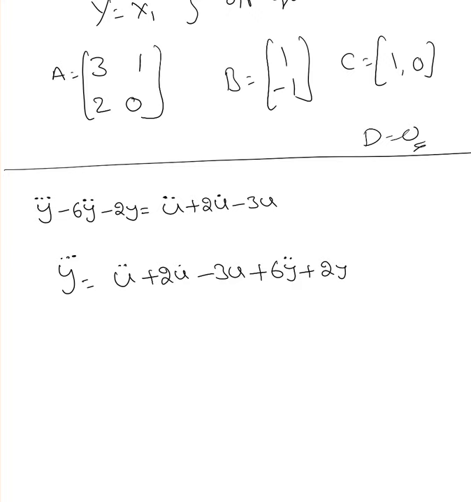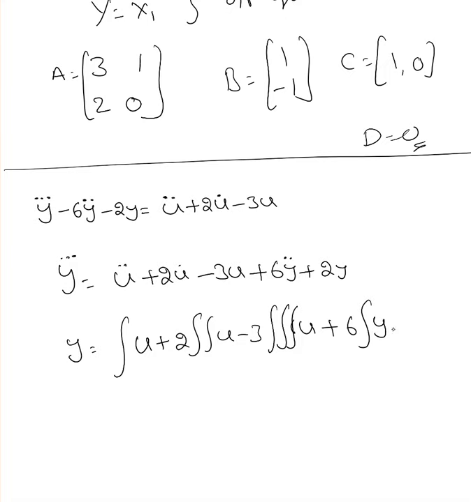Integrate it three times because it's a third order system. y equals, since there are two dots, they cancel out, the integral of u plus 2 times the double integral of u minus 3 times the triple integral of u plus 6 times the integral of y plus 2 times the triple integral of y. That's our mathematical equation.